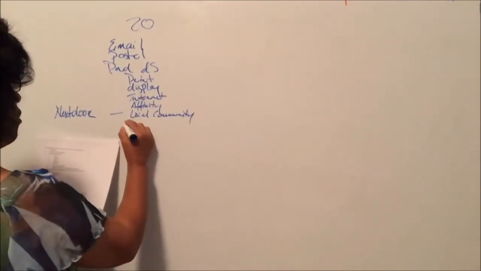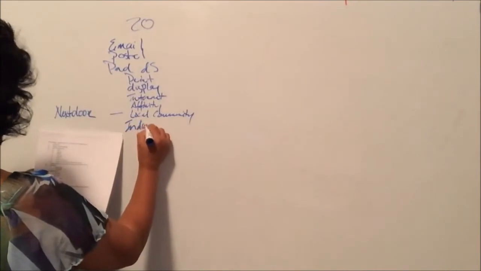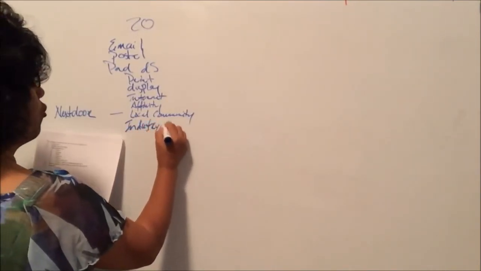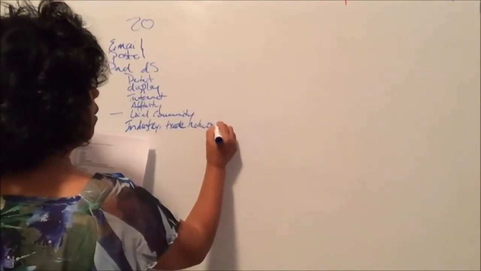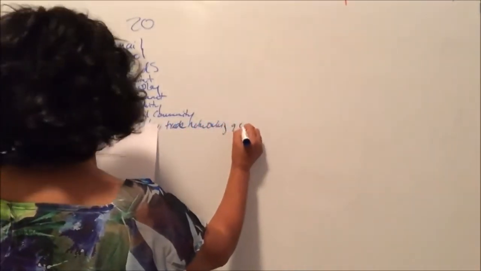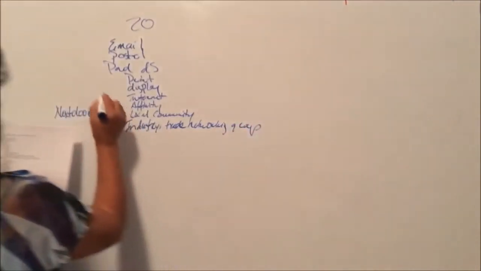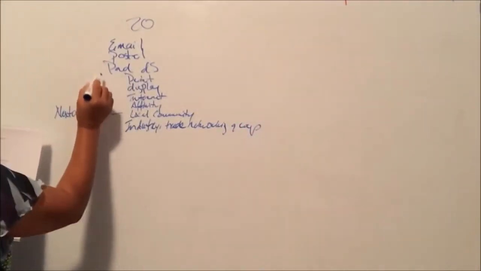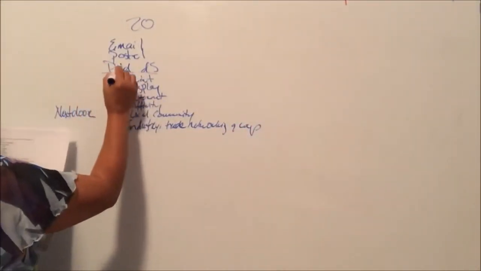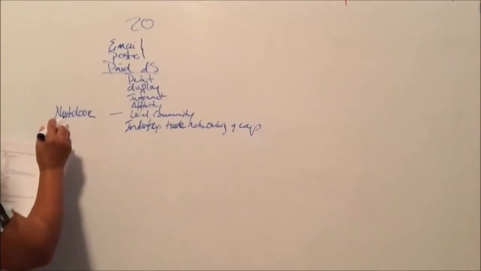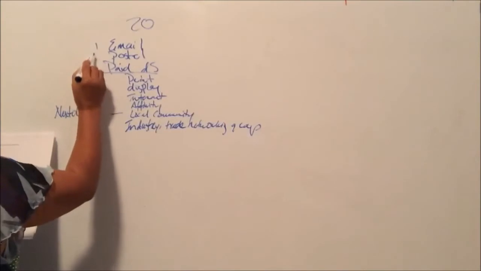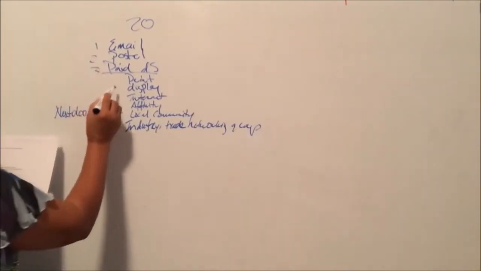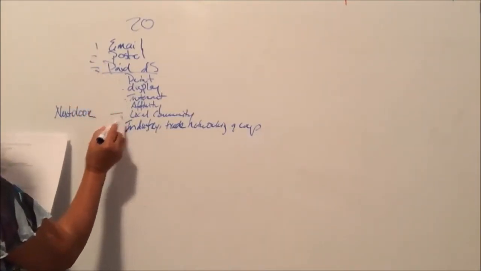Okay, and then we're also going to talk about industry trade or networking groups. Okay, and this is all under the category of paid advertising. Actually, Nextdoor is free. Okay, so this is sort of 1, 2, 3, and then I guess this would be A, B, C, D, E, F, G.